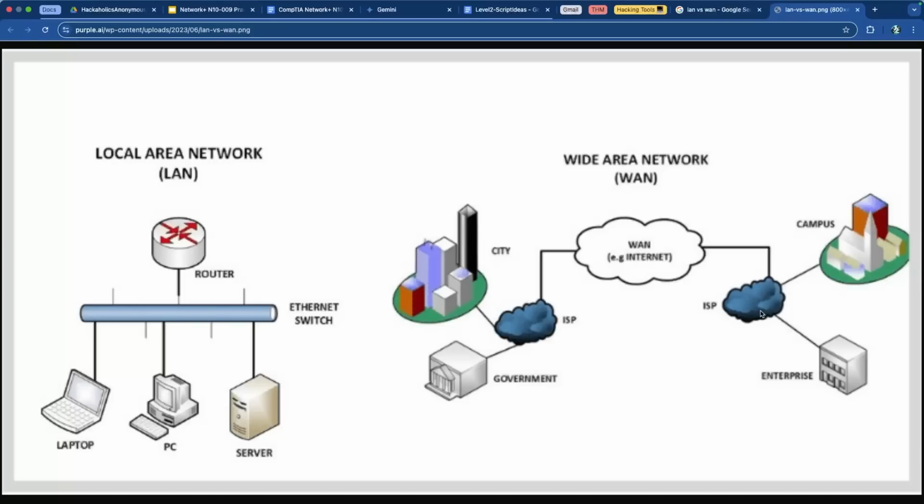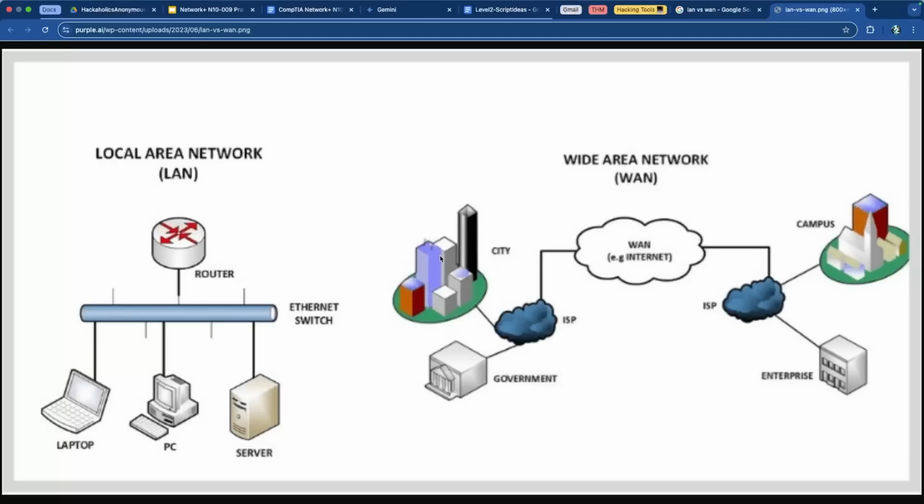But even if we were to just look at, there's a company, and then for that company, we have this location and then this location, and then through their internet service provider, they are connecting their two networks together. And then this would be one LAN, this would be another LAN, and then those two LANs connected together would be a WAN that belongs to that company. But in this particular case, you have a campus for, let's say, a college, you have an enterprise, which would be a company, you have a government building, and then you have the city.